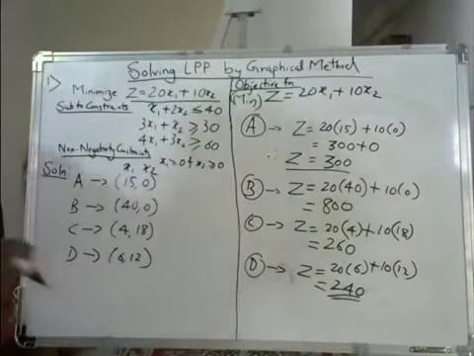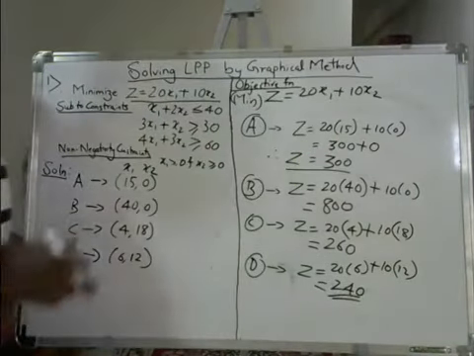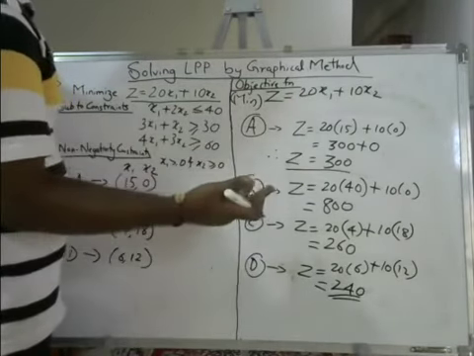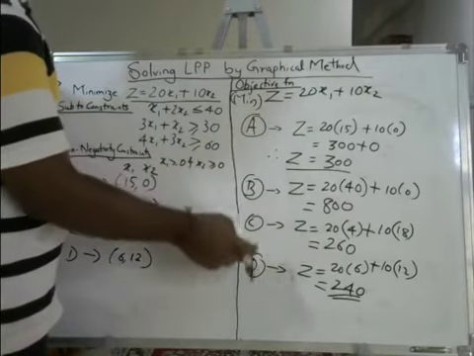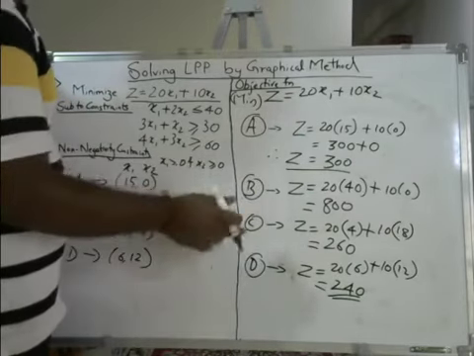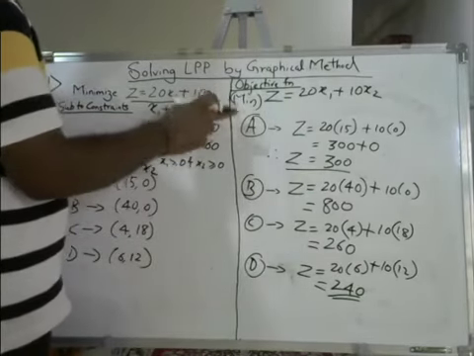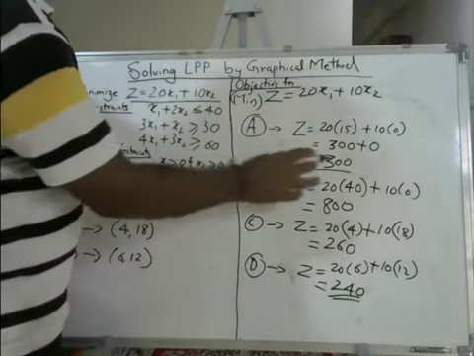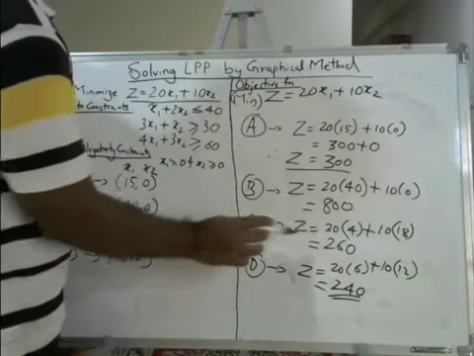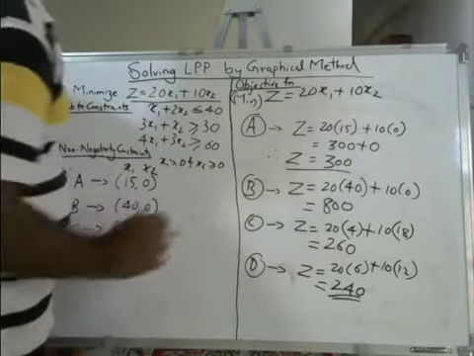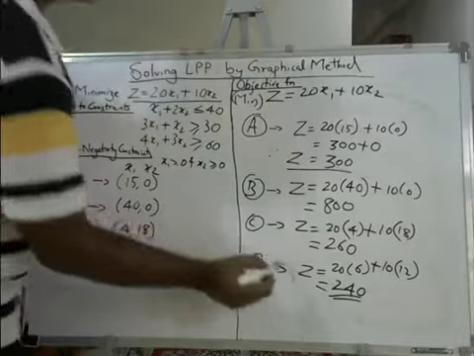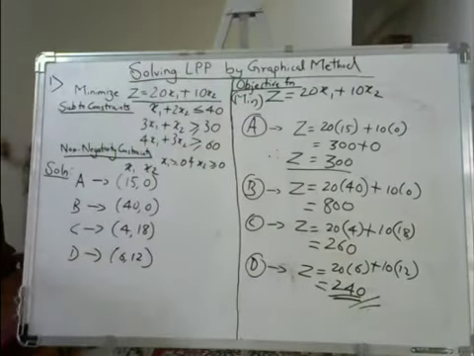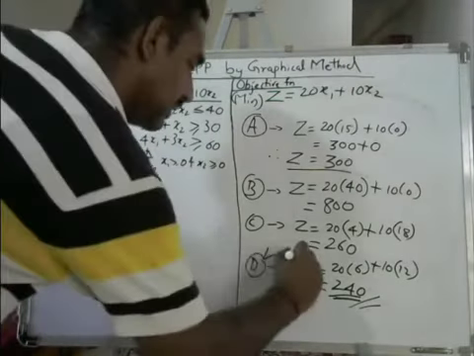Now you have got different values for A, B, C and D coordinates. Now you need to see, since it is a minimization problem, which of these coordinates has given the minimum value. A has given 300, B has given 800, C has given 260, D has given 240. The least among these is 240. Hence, we have to go with the answer D here.